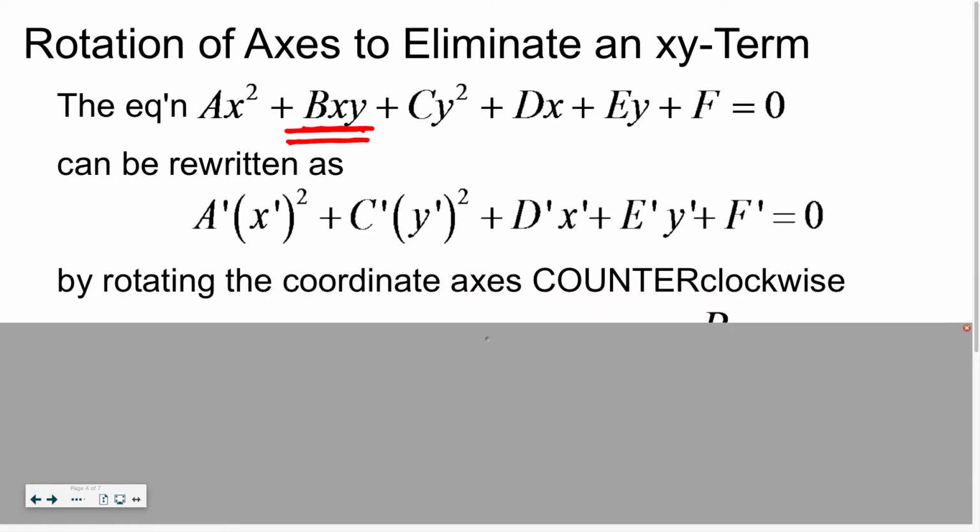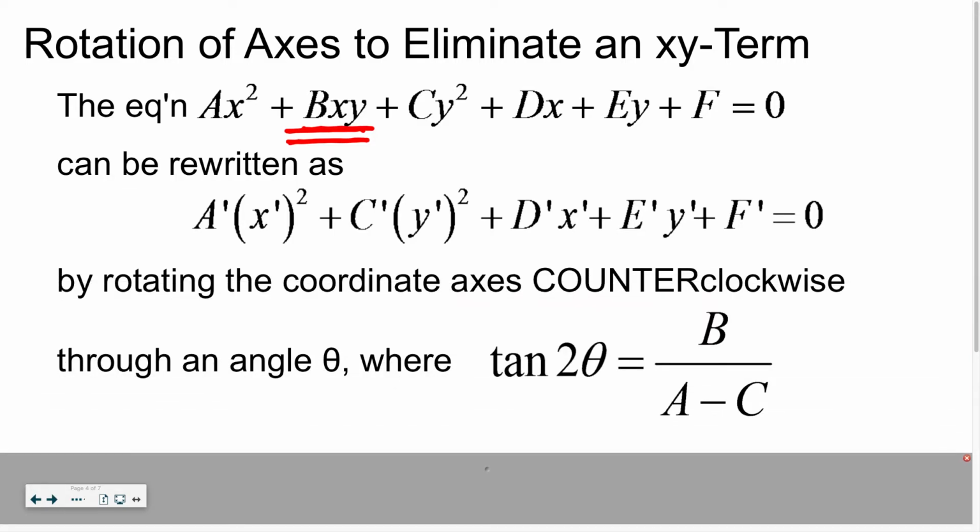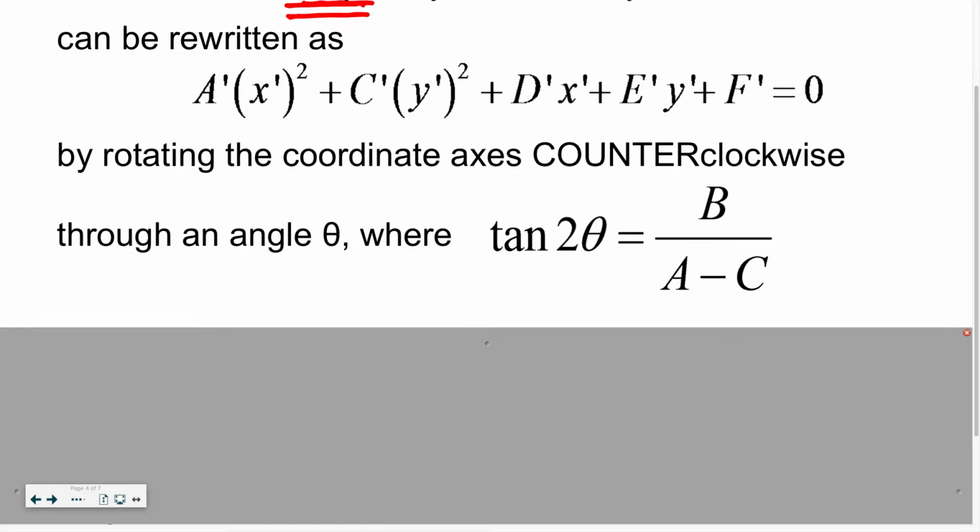And when we say new X and new Y, we mean on the rotated axes, not the original axes. Well, we got to know what to rotate through. So here's the next bit of information. How are we going to do it? We're going to rotate counterclockwise.